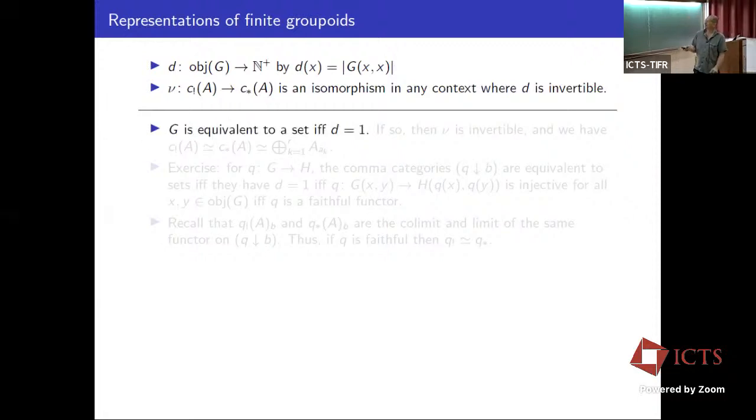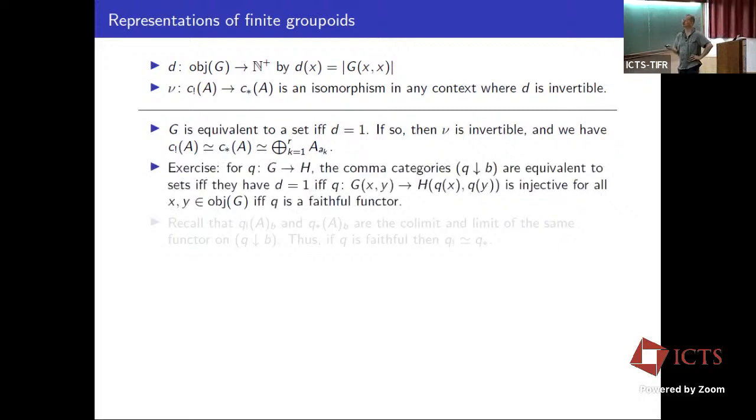So remember that we can consider sets as finite groupoids. G is equivalent to a set if and only if this D is equal to 1. And if D is equal to 1, then we don't need to divide by anything. And so the left and right adjoints are the same.